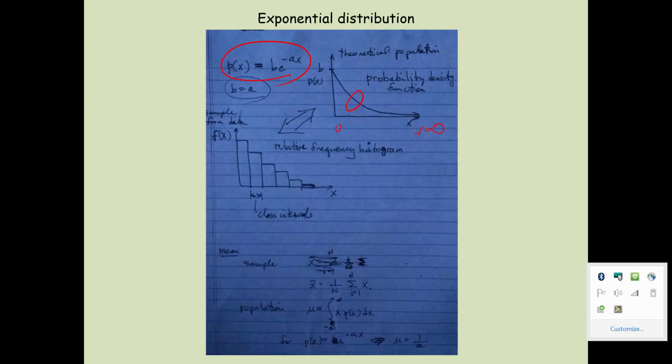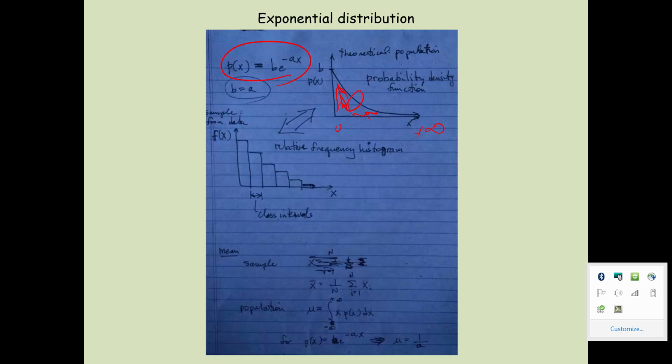There's a constraint on what the relationship between b and a has to be in order for the area underneath this curve to be equal to 1: the value of b has to be equal to a. So no matter what I use for the value of a, the value of b has to be equal to it. That's for the theoretical distribution function.